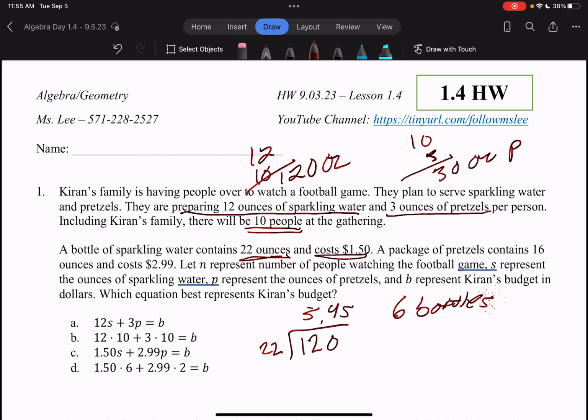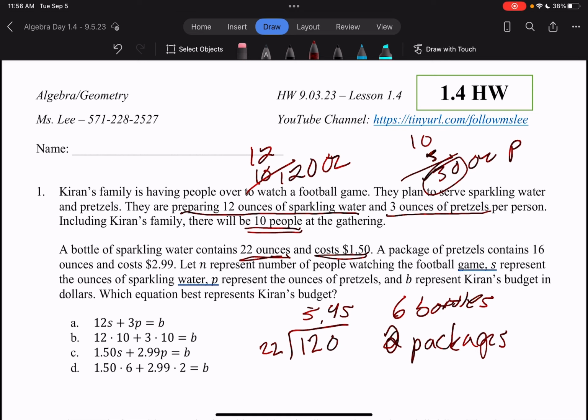All right. And then it says a package of pretzels contains 16 ounces. Well, we need 30 ounces. So 30 divided by 16 is going to be 1 point something, which means we're going to need at least 2 packages of pretzels. So we already know how much we need and how much it costs. Now, they're then giving us all this information. Let N represent number of people, S represent the ounces of sparkling water, P represent the ounces of pretzels, and B represent Kieran's budget in dollars. Which equation best represents Kieran's budget?